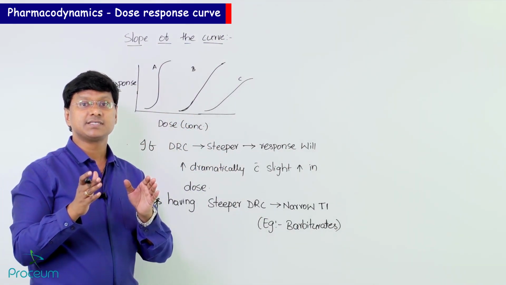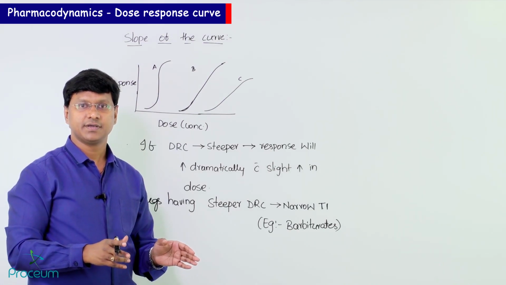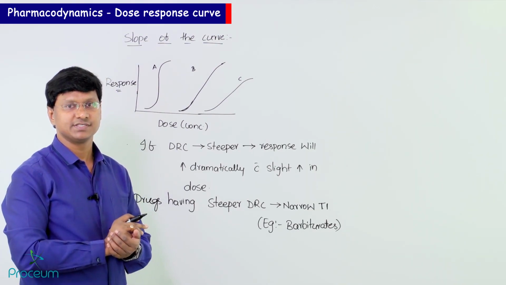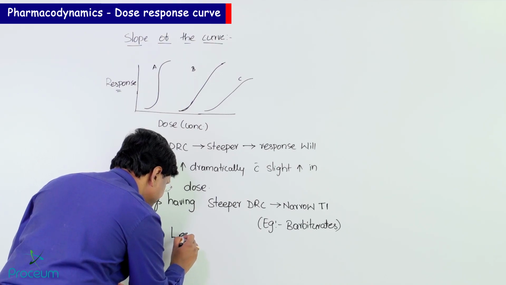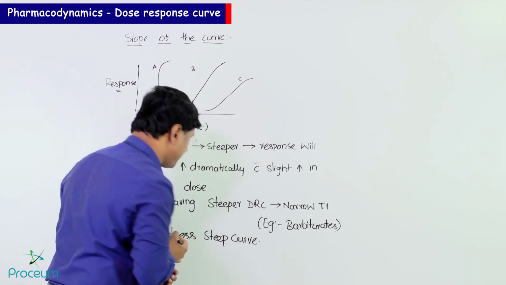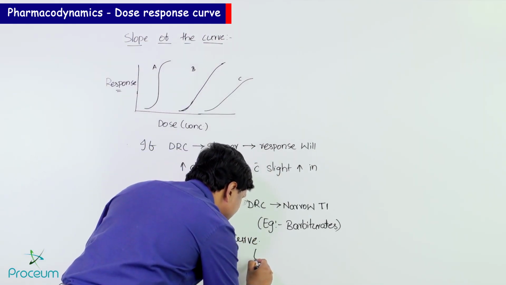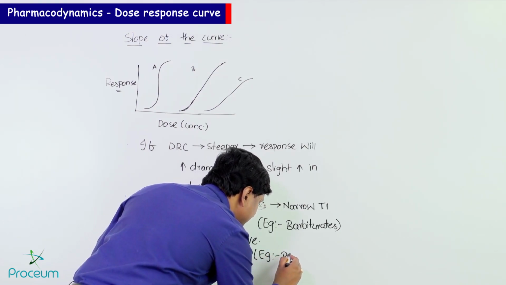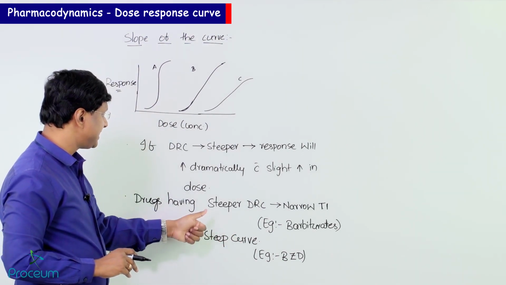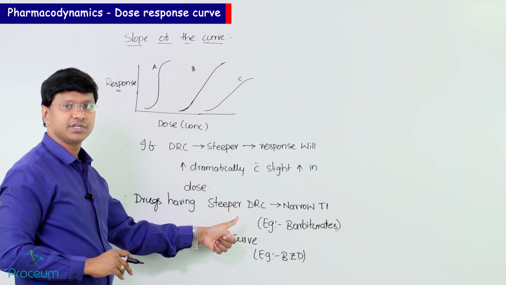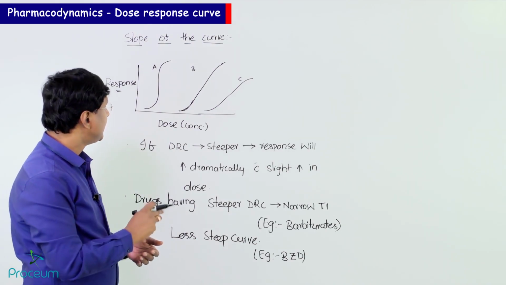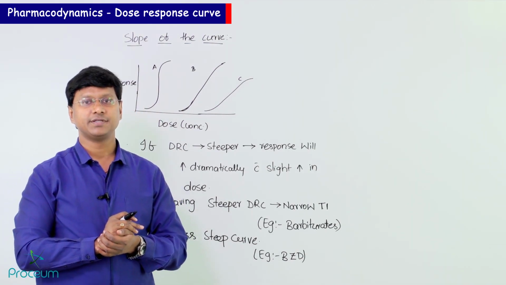Whereas the drugs having a less steep curve, an example is the benzodiazepines. So remember, barbiturates have a very steep dose response curve and a narrow therapeutic index, and the less steep curve is there for the benzodiazepines. Now, let me tell you another important point.